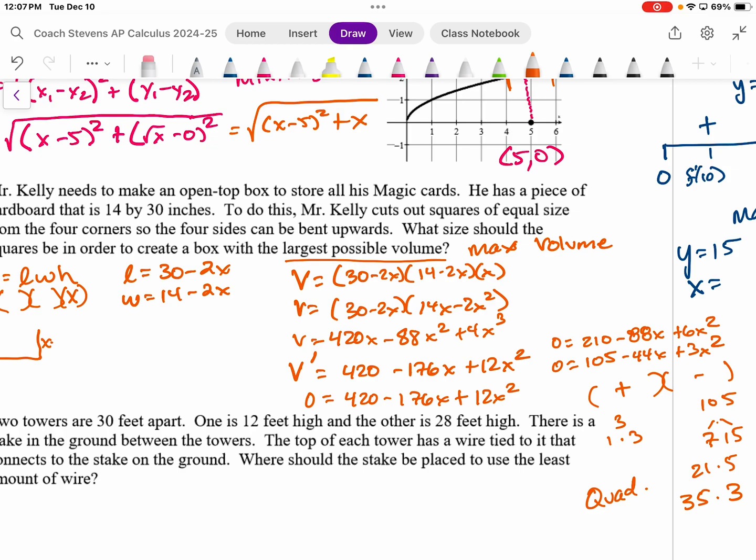Faster way would be to plug, if it is calculator active, instead of doing the quadratic formula, plug that equation into y1 and graph it and see where are the zeros. That way you can find them more precisely, is what I would do on a calculator active on that one. But it is letting me know that, hey, there are going to be some crazy decimals, is what it's going to end up being, okay?